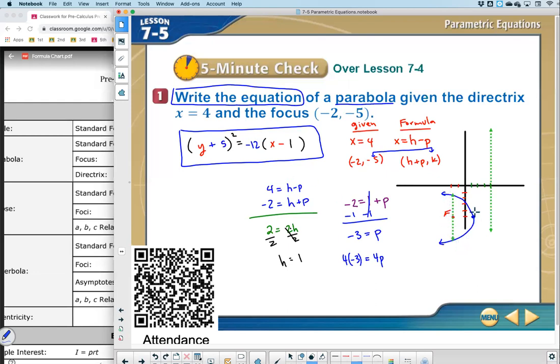So I don't think I drew mine accurately. I think it would need to be much wider. It needs to be 6 up and 6 down from that focus to get it right.